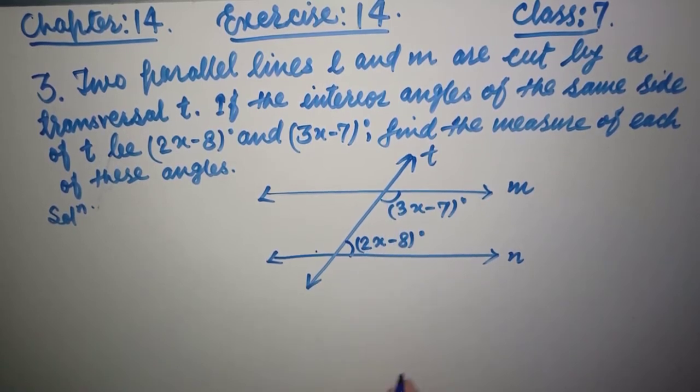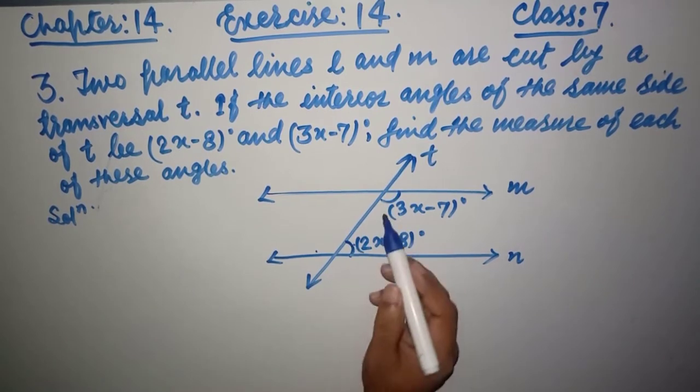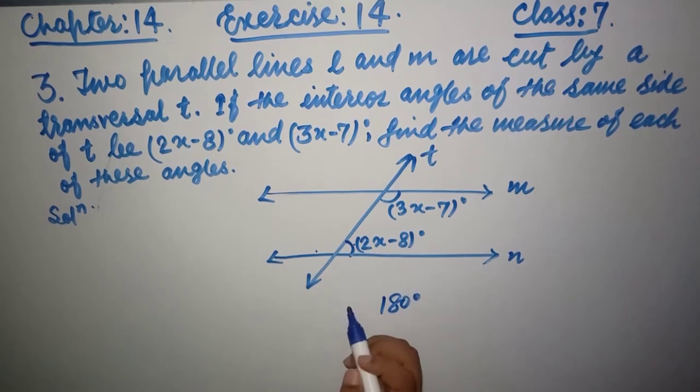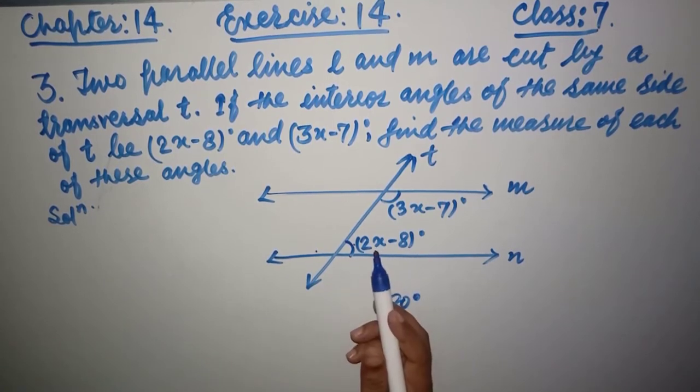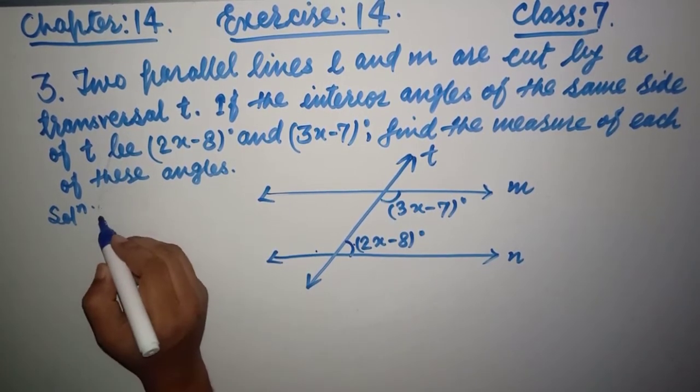Now friends, one thing to remember here is the theorem: the sum of two interior angles on the same side of a transversal is 180 degrees. Once again I repeat, the sum of two interior angles on the same side of a transversal is 180 degrees. Now friends, the solution is here.